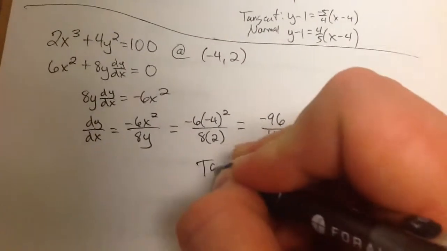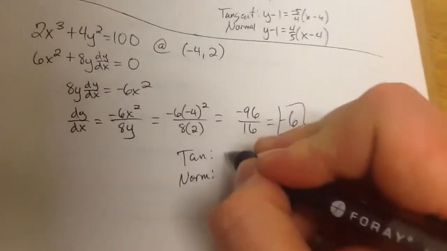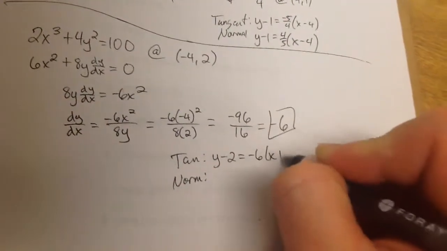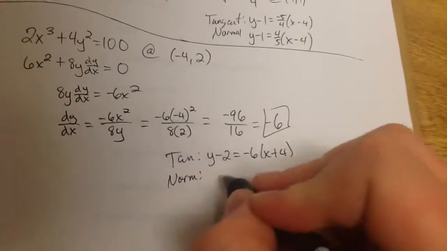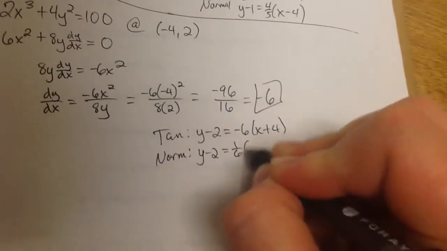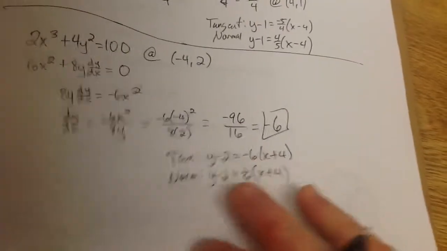So now your tangent and normal lines. Easy. Y minus 2 equals -6 times x plus 4. And then normal, y minus 2. Flip the slope and change the sign so it becomes 1/6 times x plus 4. That's it.